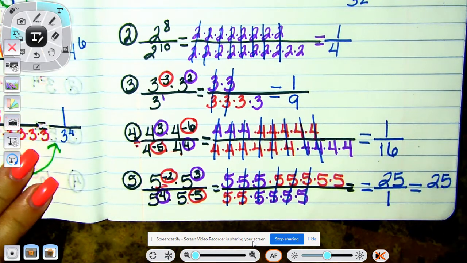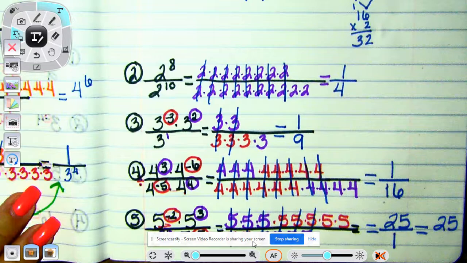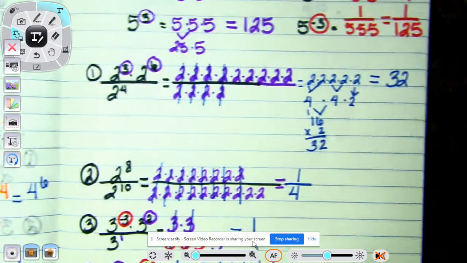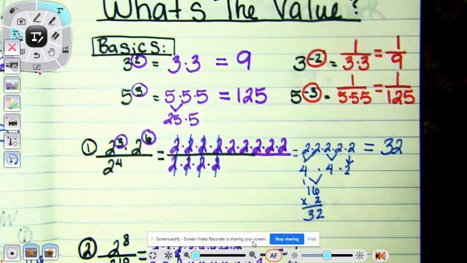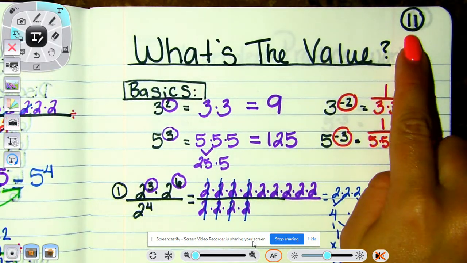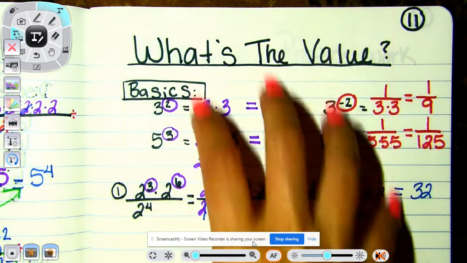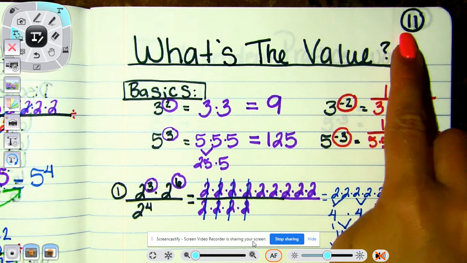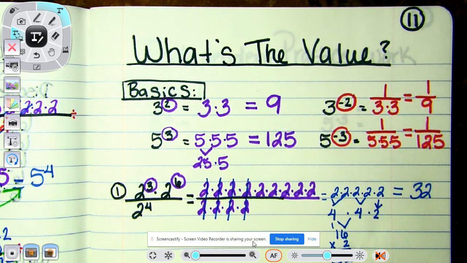So again, pause the video, replay the video all the times that you need to. If you were watching this during virtual learning in the 2020-21 school year, make sure that this particular page is in your notebook on page 11. Best of luck on your assignment today.